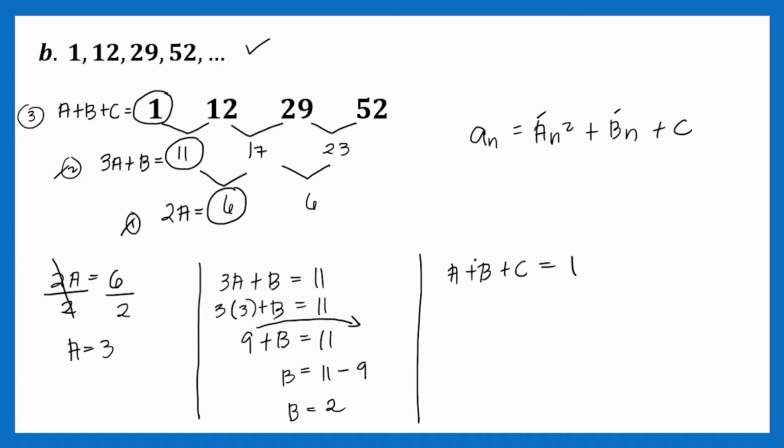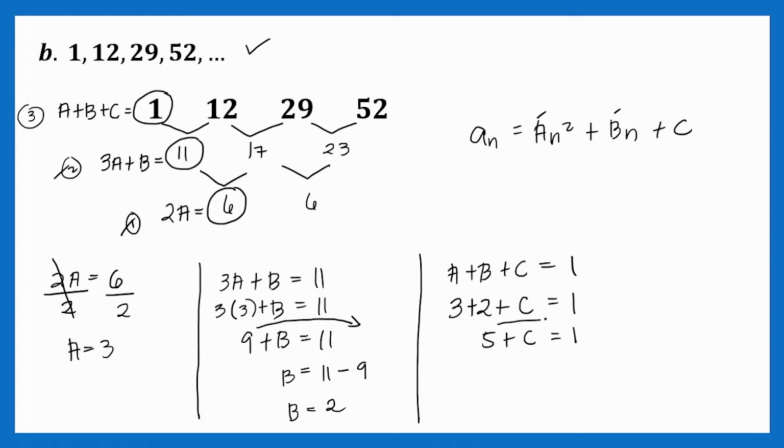So, plug in lang natin. Substitute lang natin. Ang A is 3. So, gawin mong 3 yung unahan. Tapat natin. Ang B ay 2. Tama. So, magpa-plus 2 tayo. Tapos, ang C ay, as is equal to 1. Solve muna natin yung like terms at ang dalawang number na yan. 3 plus 2, that is 5. Plus C is equal to 1.